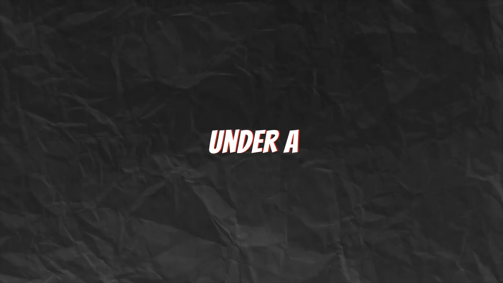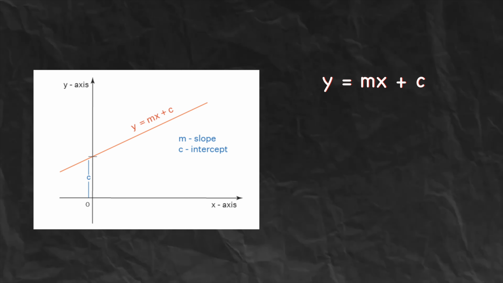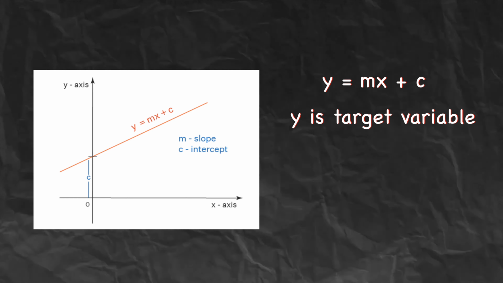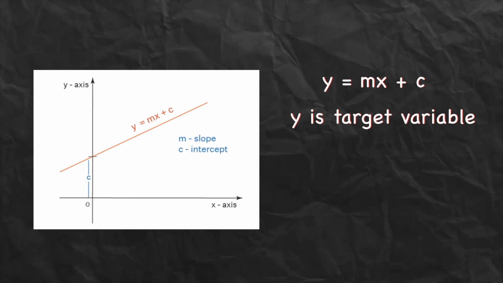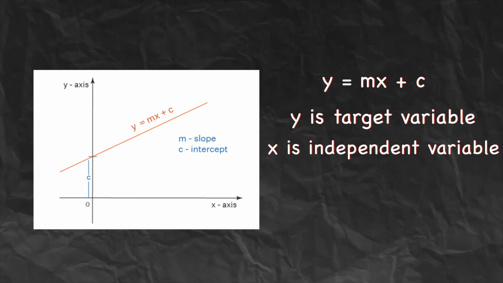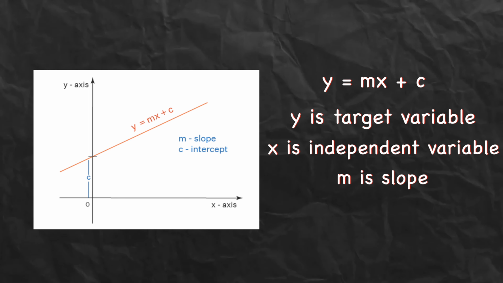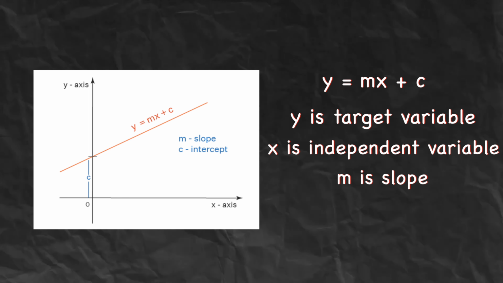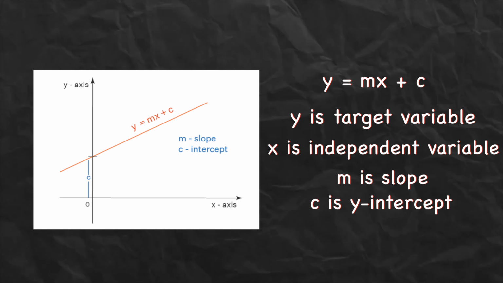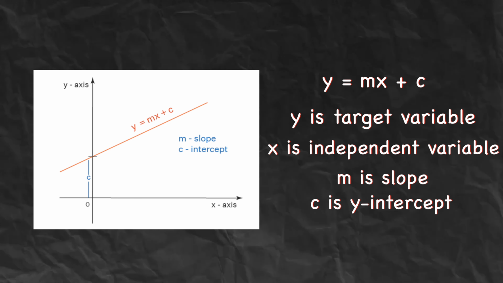Linear regression operates under a simple principle, that is, y is equal to mx plus c, where y is the target variable we want to predict, x is the independent variable, that is our input, m is the slope, showing how much y changes when x changes, c is the intercept, indicating the baseline value of y when x is 0.